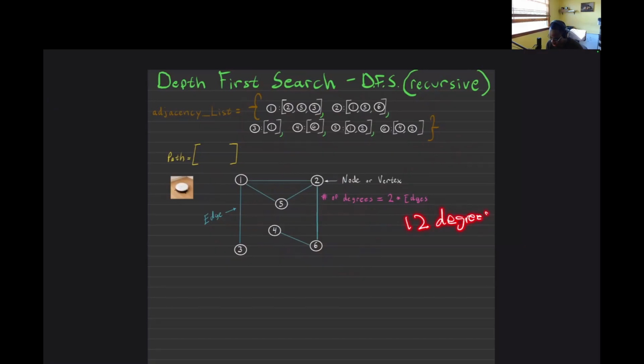And what's a degree? Well, a degree is how many connections a node has. So node 6 has a degree of 2. If you calculate all of the degrees, this is the formula. Number of degrees is equal to 2 times the number of edges. All right, with that being said, let's go ahead and I'll draw out our function signature.